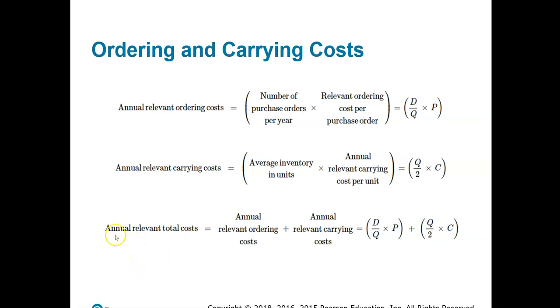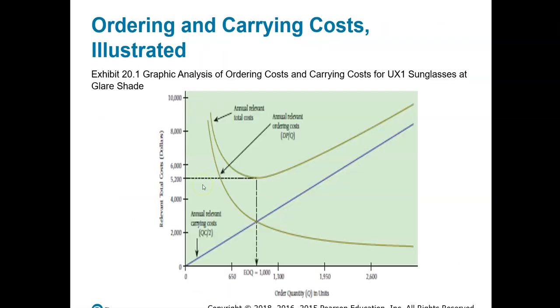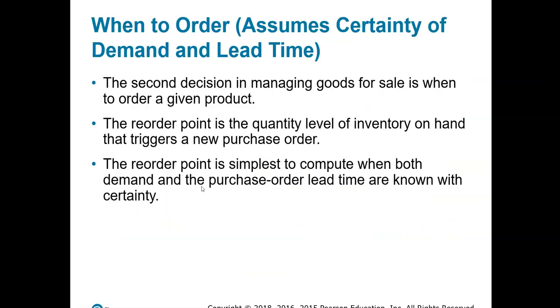And then as we see here, annual relevant total costs are my annual relevant ordering costs plus my annual relevant carrying costs. Remember, these are the two costs. These are the only two costs we're considering here. And we saw down here, we only consider the cost of quality and shrinkage to the extent that these affect ordering and carrying costs. So ordering and carrying costs are the only costs that we are paying attention to.